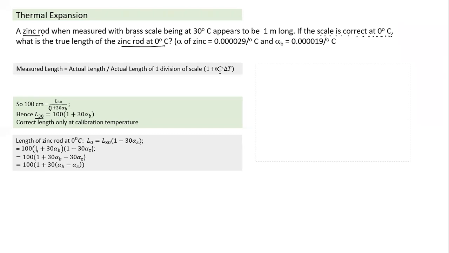So let's put these values here. We need to find L naught. I have its true length at 30 degrees, and if I have the true length at 30 degrees, I can find it at 0 degrees also. So I have substituted L30 here. L30 is this term here, the length at 30 degrees, and we multiply it by this term. When we multiply these two terms, the product becomes negligibly small, so when we open this bracket, the multiplication of these two terms can be ignored. It becomes 1 plus 30 into alpha b minus alpha z. That's the length of the zinc rod at 0 degree centigrade.